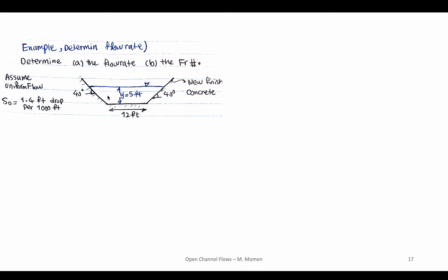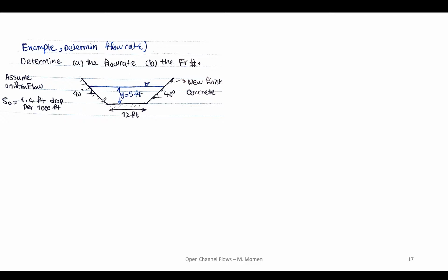Let's solve the first example. In this example, we want to determine the flow rate in this open channel flow system, and also the Froude number. We want to know what the Froude number is in this system. So we assume we have a uniform flow, so we can use Manning's equation. The bottom slope is changing 1.4 foot drop per 1,000 foot. So per 1,000 foot we have 1.4 foot drop.